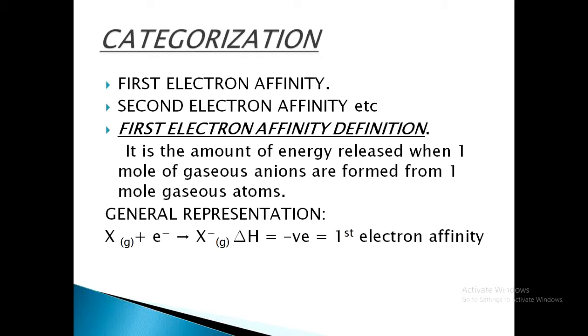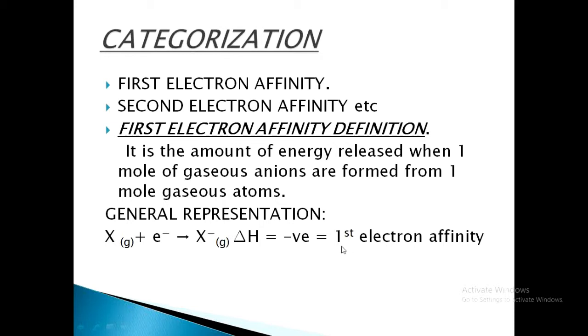Specifically, the first electron affinity is defined as the amount of energy released when 1 mole of gaseous anions are formed from 1 mole of gaseous atoms. Here you can see the general representation where X gaseous atoms, that is 1 mole, is added to 1 mole of electrons to form 1 mole of X negative anions in gaseous state. The amount of energy released in this case is known as the first electron affinity.